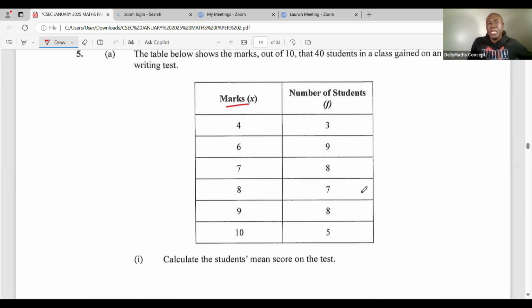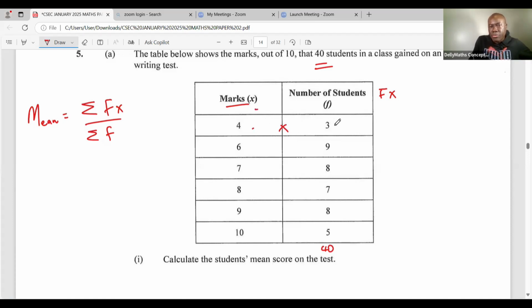Well, remember, if we're going to find the mean, there's a formula for that. The formula says the mean is equal to the sum, which is sigma fx, over the sum of f. So what it means is I'm going to have to create an fx column, find the sum of it, and divide it by the total, which is 40. We were told that it's 40 students, so my total frequency right here is actually 40. So I'm going to create an fx column here, and then I'm going to multiply.